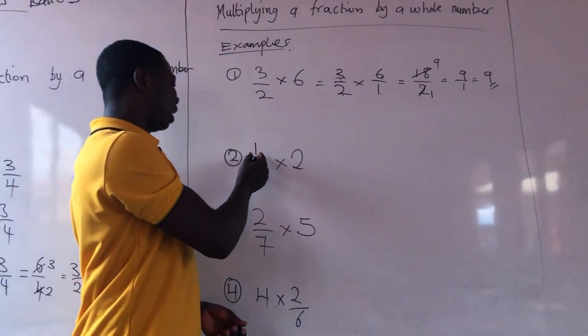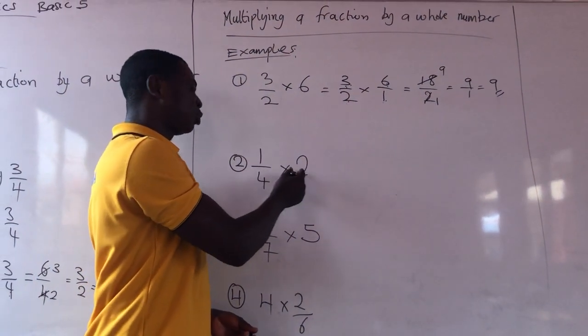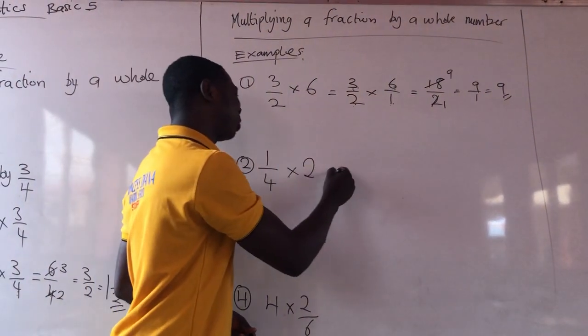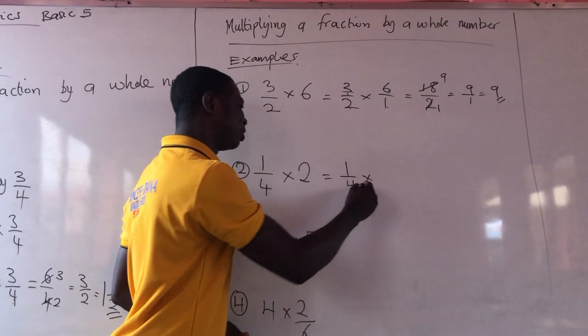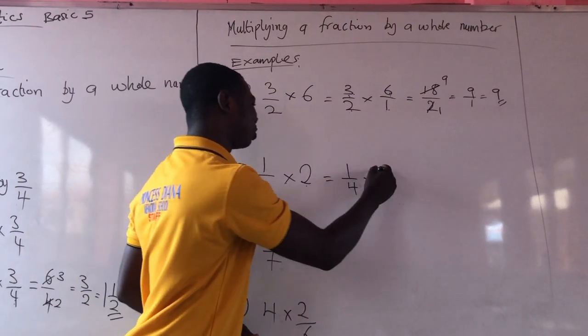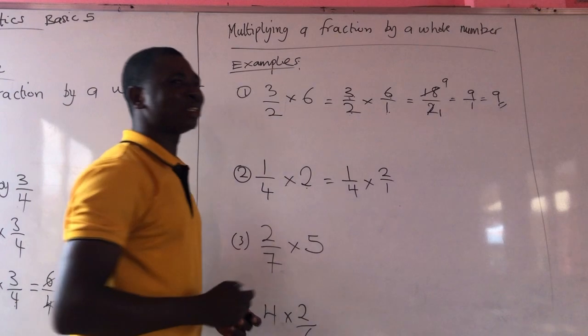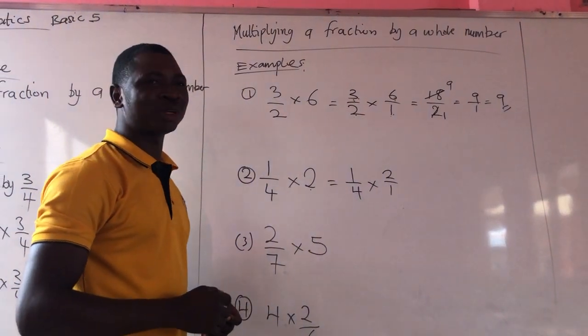We have 1 out of 4 times 2. And we know that a whole number, 1 is dividing it. So this is very easy for us. So that's 2 on 1. So 2 out of 1. So let's quickly multiply it.